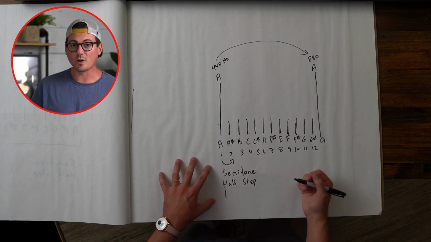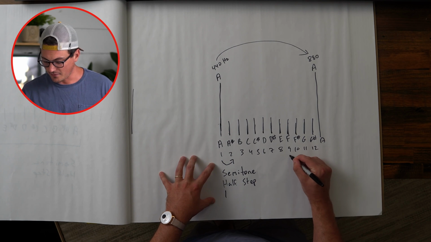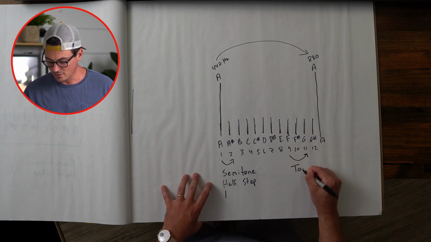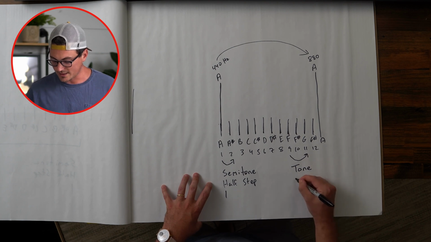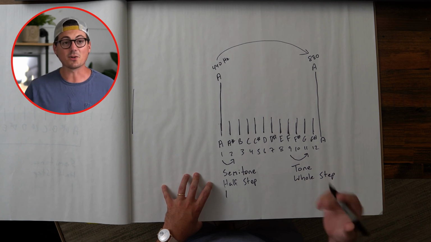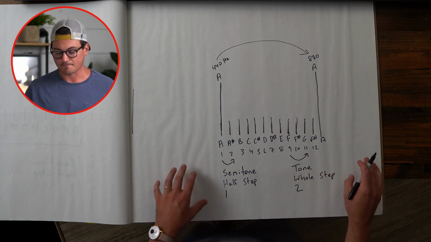All right, if instead we wanted to go two notes, let's say we wanted to go from this F to a G, well, that's called a tone, or it's called a step or a whole step, or what I like to call it is simply two, moving two notes.